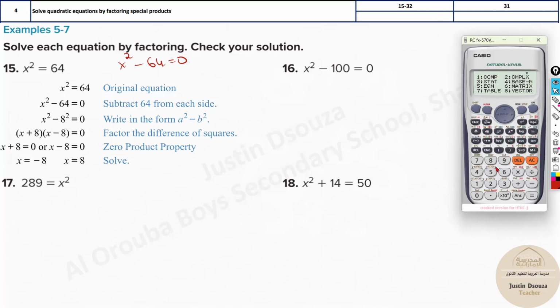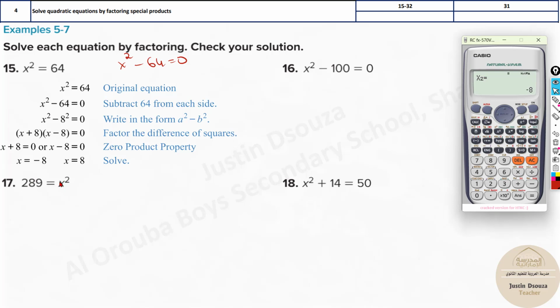Here we need to go to mode 5 and 3. And now substitute this. What is a? It's the coefficient of x squared, which is 1. What is b? There is no x term, so it's 0. And lastly, we have minus 64. So the answer is 8 and minus 8. That's it. If you have it like this, it's very straightforward.